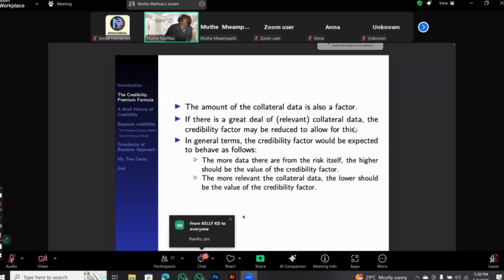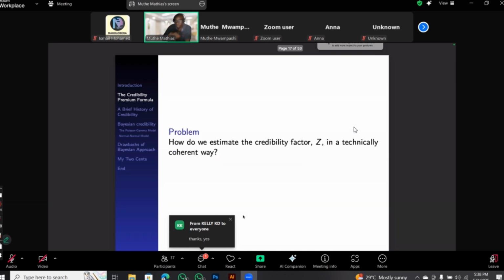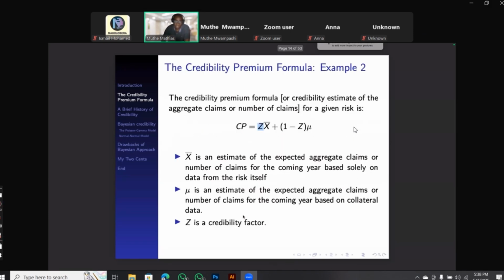Okay. Yeah, so let me now move on. The remaining question now is how do we estimate the credibility factor Z. We know that we can get these estimates here, or this estimate here, right? So now the question is, how do we estimate these weights? Because remember, these are weights. We know this Z ranges between 0 and 1, but how do you estimate it? That is what we have to do now.